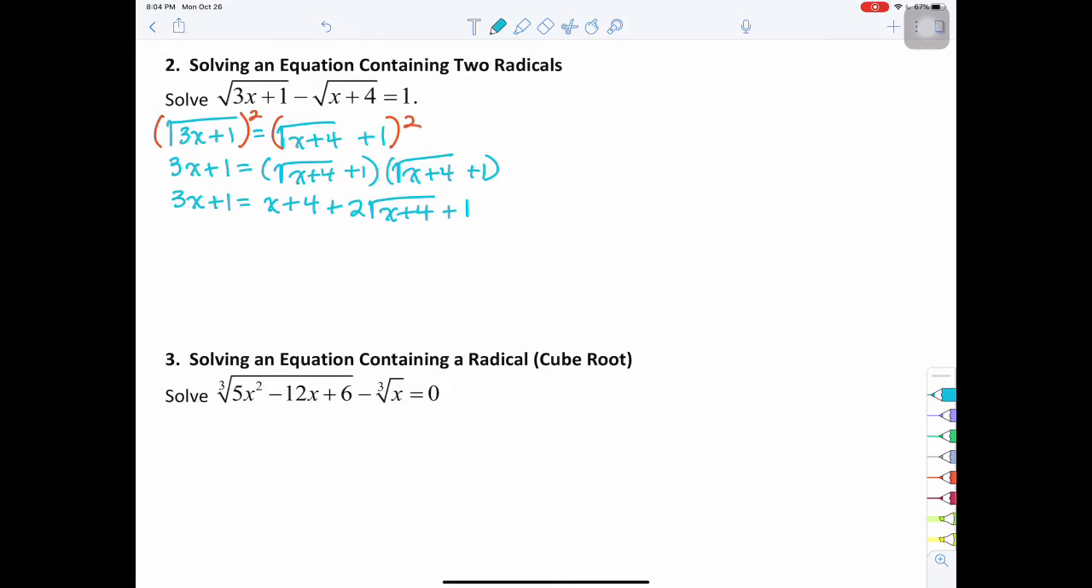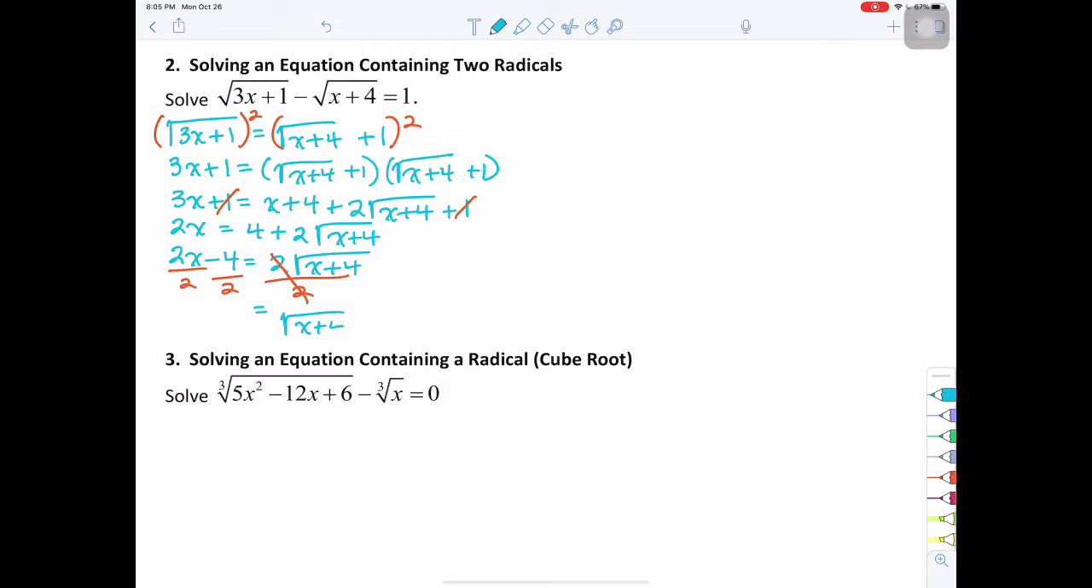Now what do you notice? We have another root. So we actually have to simplify this and isolate that on one side of the equation. The first thing I'm going to do is subtract 1 from both sides. The next thing is subtract x from both sides. And now I'm going to subtract 4. And as you can see, we need to divide everything by 2. And we have finally isolated that root.